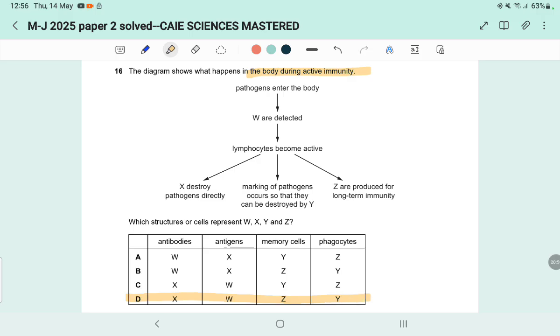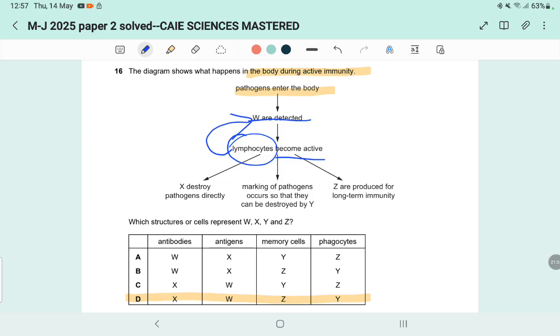First of all, he's saying here pathogens enter the body. So what are detected? Antigens. Why? It's a very basic concept. On the surface of the pathogens, as you know, they have antigens. So these antigens are acting as antigen representing cells. So when the W is detected, by what? By the lymphocytes. So lymphocytes will become active.